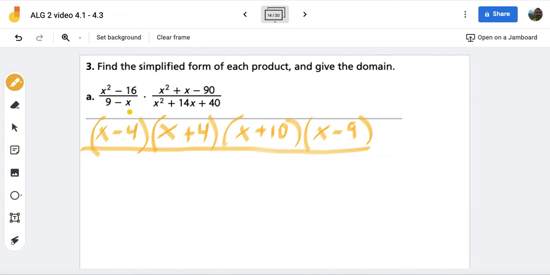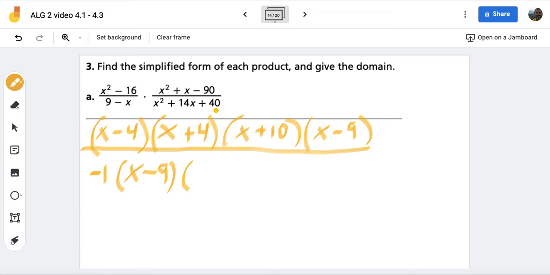And now in my denominator, I'm going to have 9 minus x. Now I know I have an x minus 9, so what I'm going to do is write the 9 minus x as -1 times x minus 9. That way the x minus 9s will cancel. Okay, so look for that, once in a while that happens.